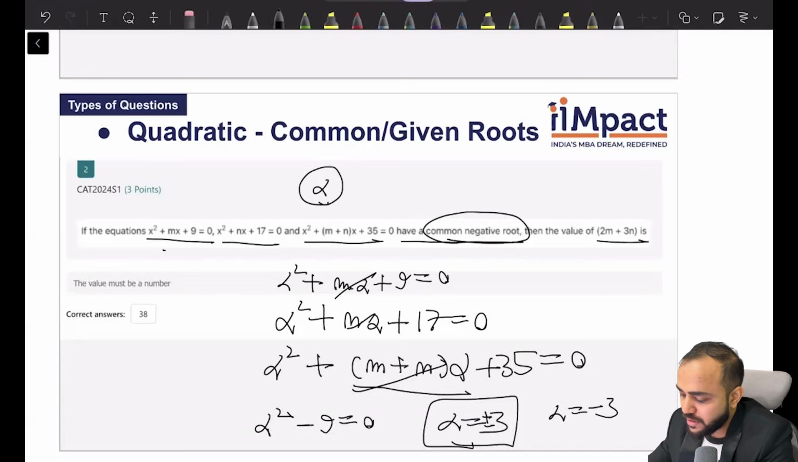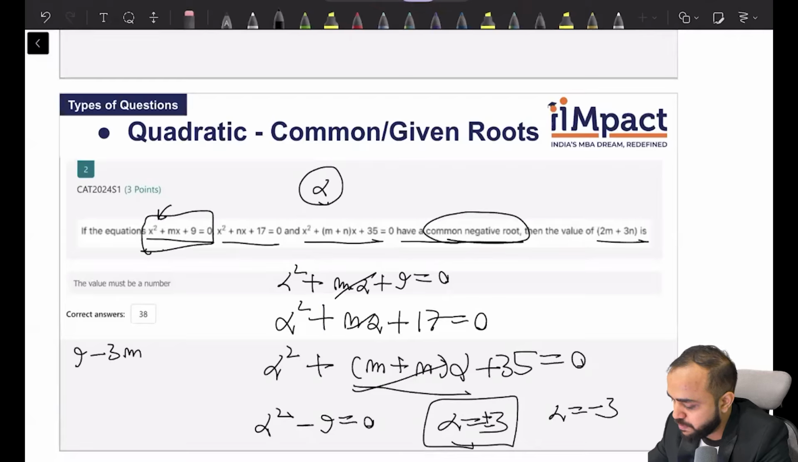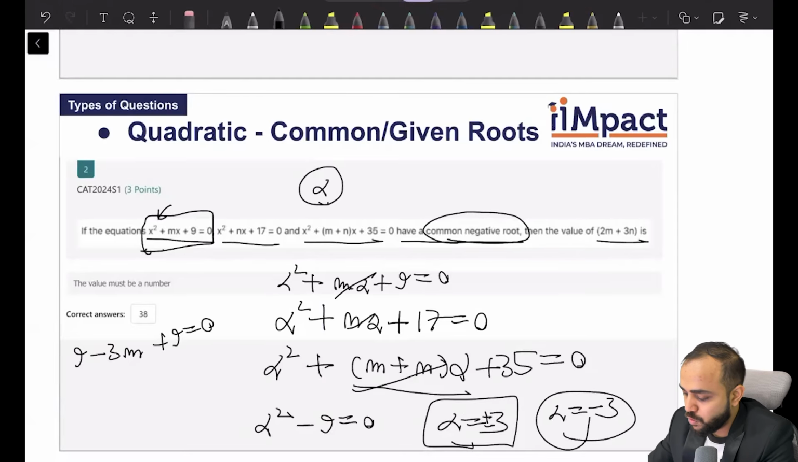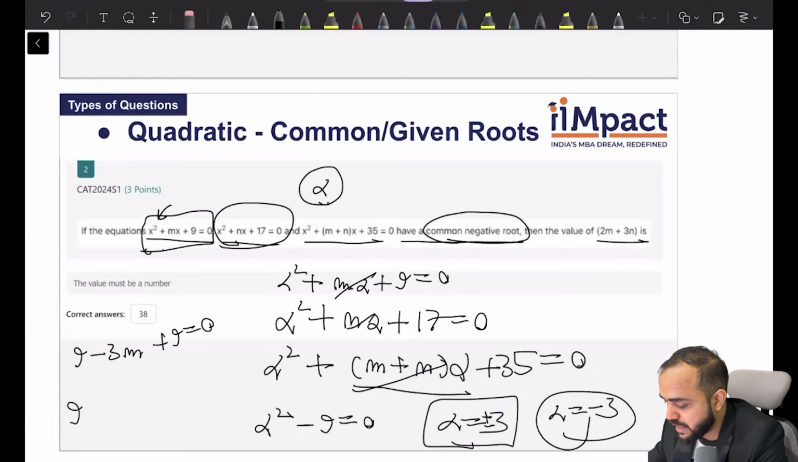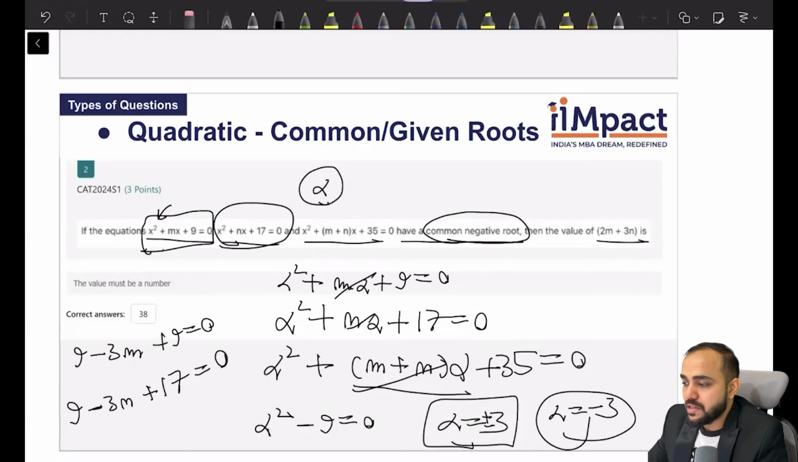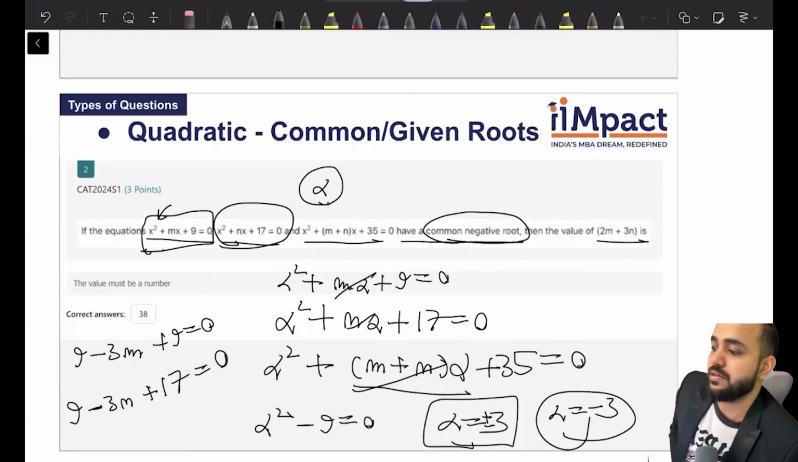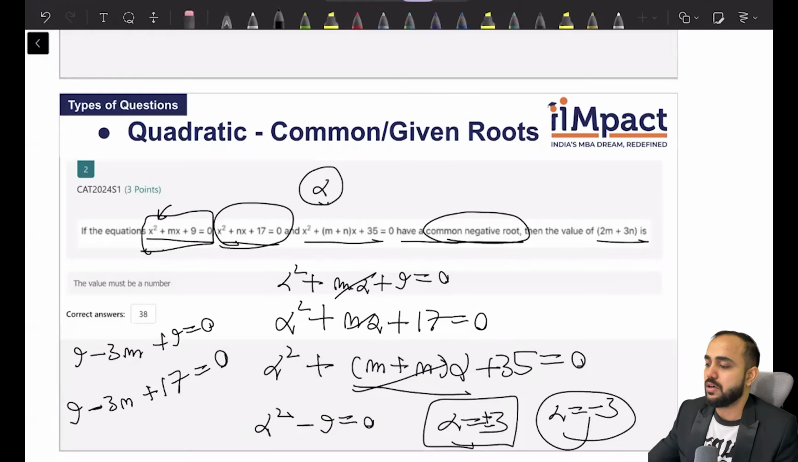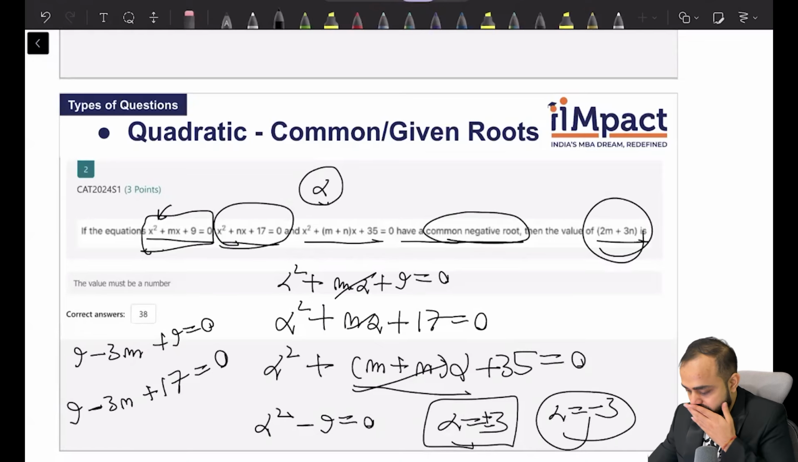Now, you need to find the value of 2m plus 3n. That is simple. You just put x is equal to minus 3 here. You will get 9 minus 3m plus 9 is equal to 0. You have the value of m. You put alpha is equal to minus 3 in this equation. You will get 9 minus 3n plus 17 is equal to 0. So you have the value of n from here, and this you can then use in the expression 2m plus 3n. So 3n is directly given to you as 26, and m you can find from here.